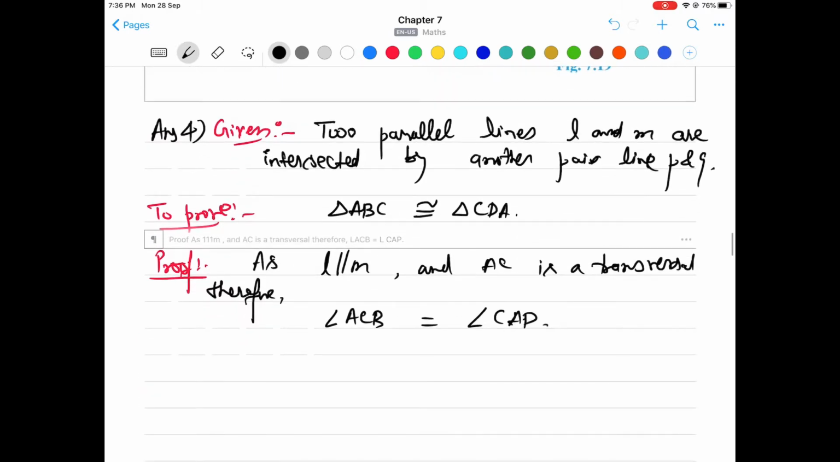This is by alternate interior angles. Next we have that AC is equal to AC, which is common for both the triangles.